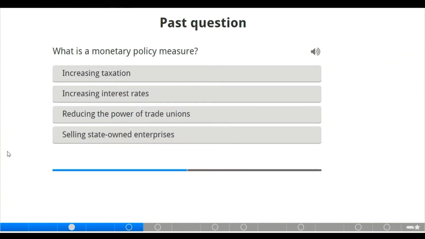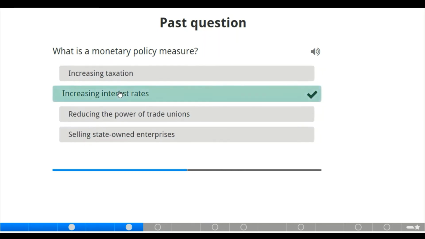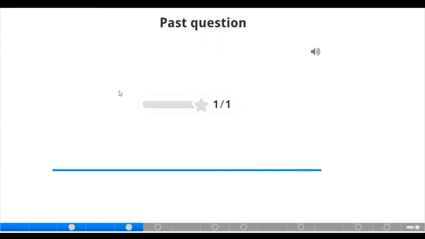Moving to the next slide, we still have a past question. What is the monetary policy measure? I just said this. We have two monetary policy measures: the interest rate and the money supply. Here we have increasing taxation. Is that so? Of course, no. We have increasing interest rate, reducing the power of trade unions, selling state-owned enterprises. Of course, it is increasing interest rate. That is our monetary policy measure. Now we move to the next slide.